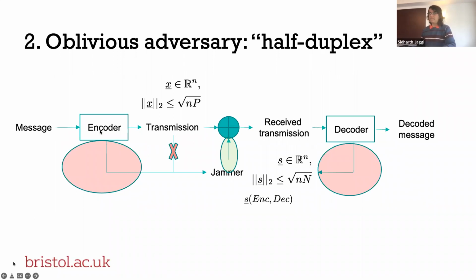He knows the communications scheme, but maybe he's half duplex. As an engineer, what does half duplex mean? It means you just have a single antenna. You can either transmit or you can receive. So if you're trying to figure out what is being transmitted, then you can't jam, right? If you're jamming, then you don't know what is being transmitted. So that's why this is a so-called oblivious adversary.